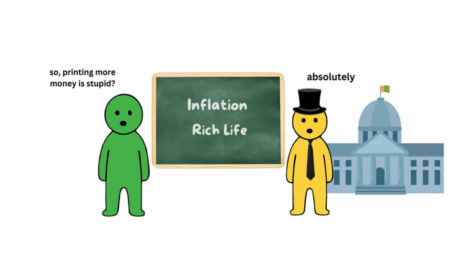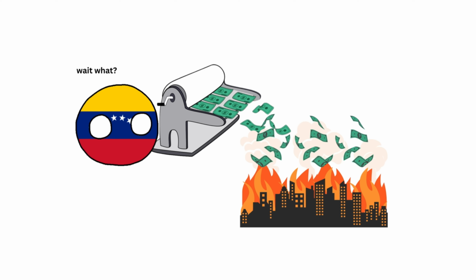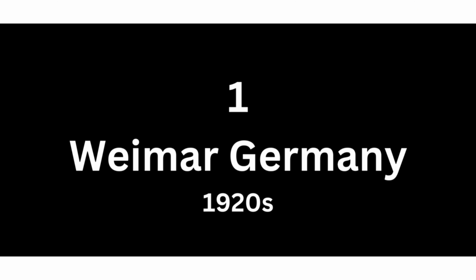Now that you realize printing more money sounds like a stupid idea, and you're probably sure no country would ever do that, well, some countries actually have, and it ended in disaster. Let's examine a few notable examples. Country example 1, Weimar Republic, Germany, 1920s.